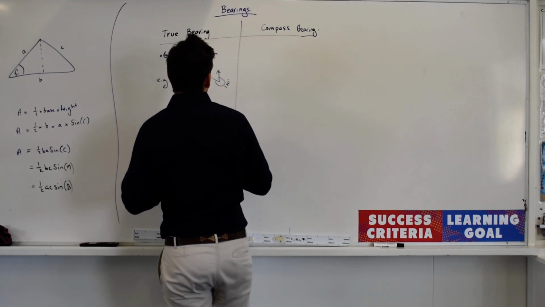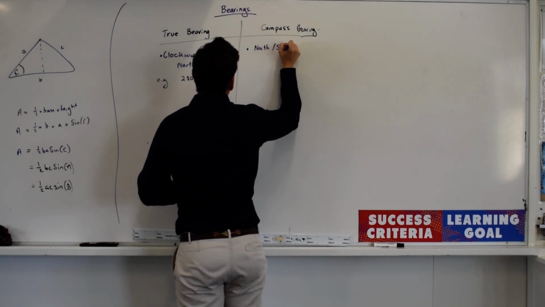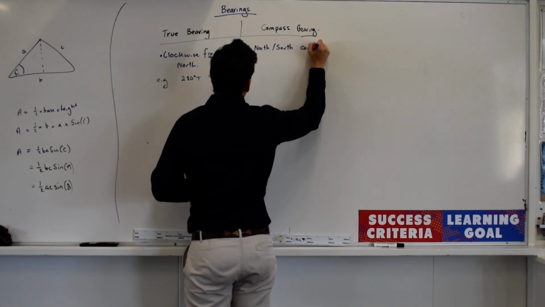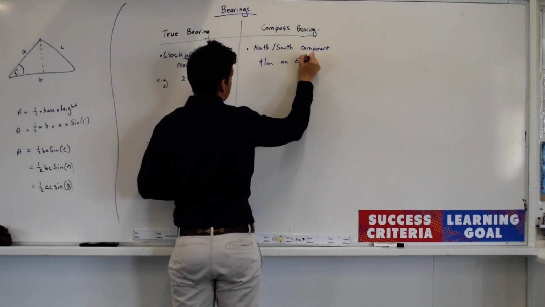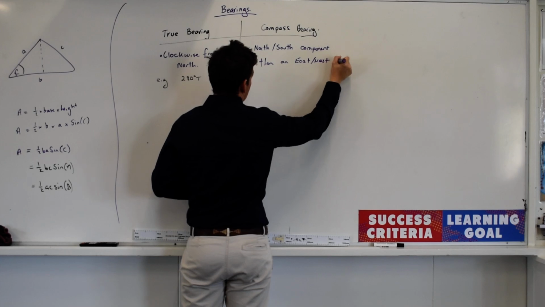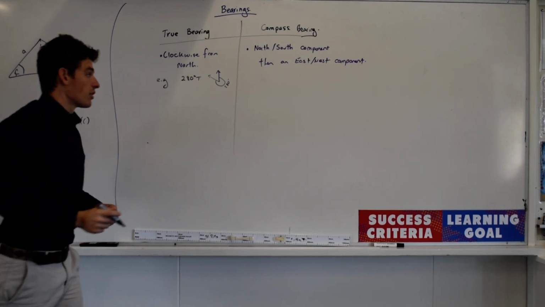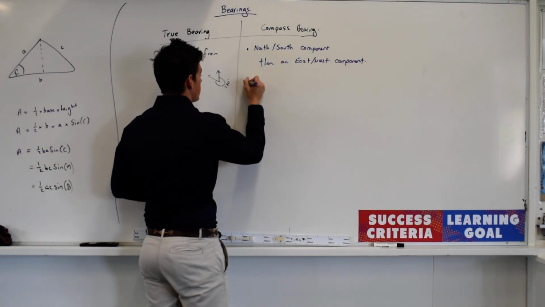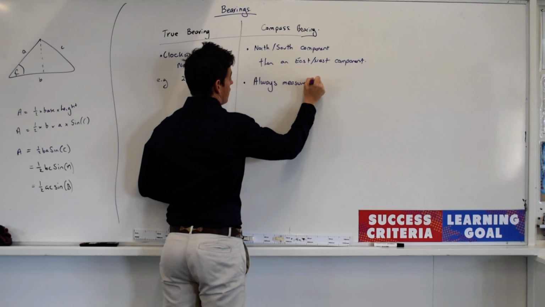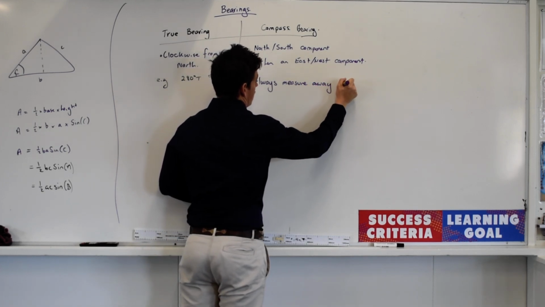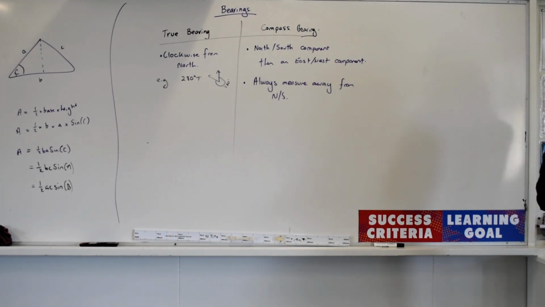So for our compass bearings, they're a little bit different. They'll come with a north or a south component, then an east or west component. Now these are a little bit trickier in some regards, because it's really important that we always measure away from north-south. So the angle is measured away from north-south.